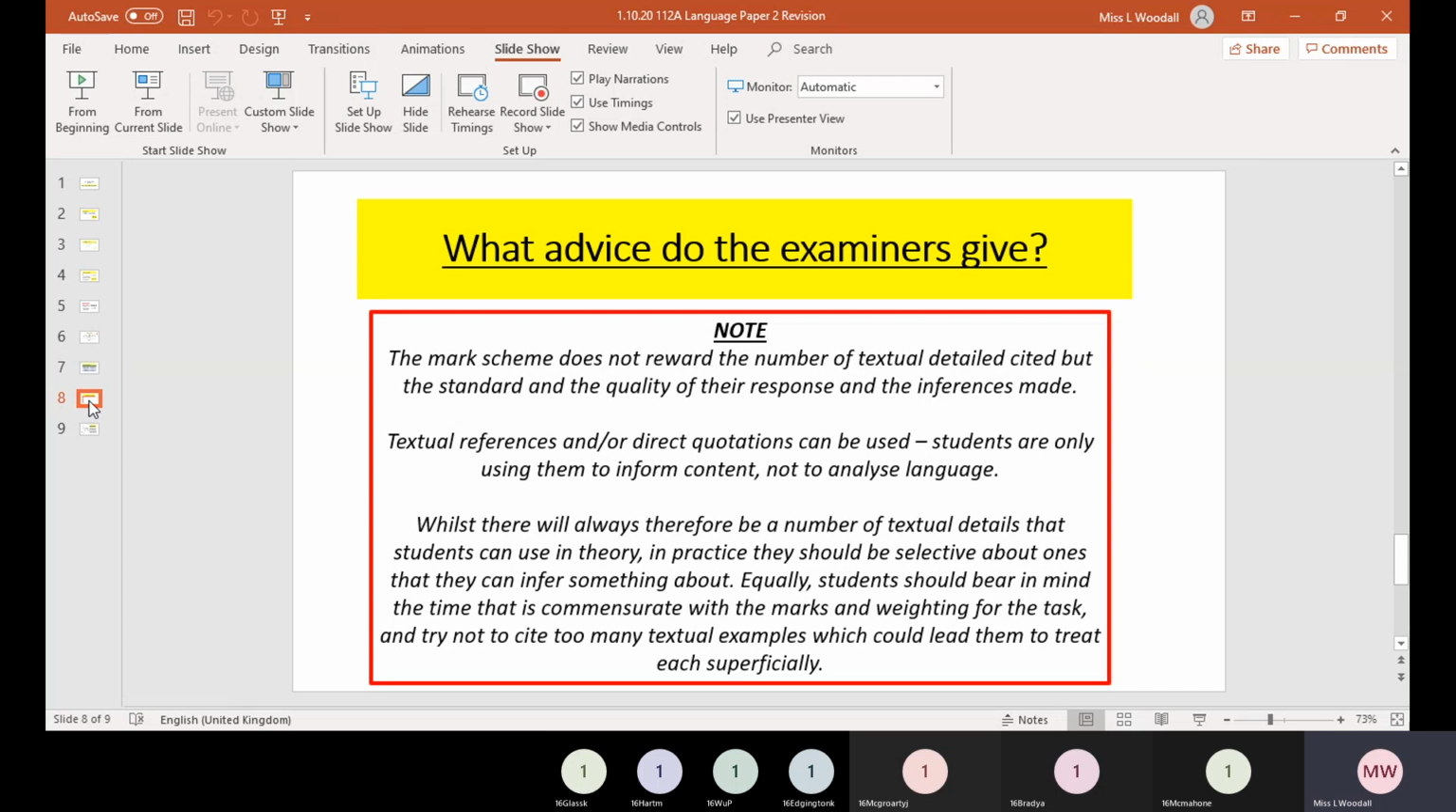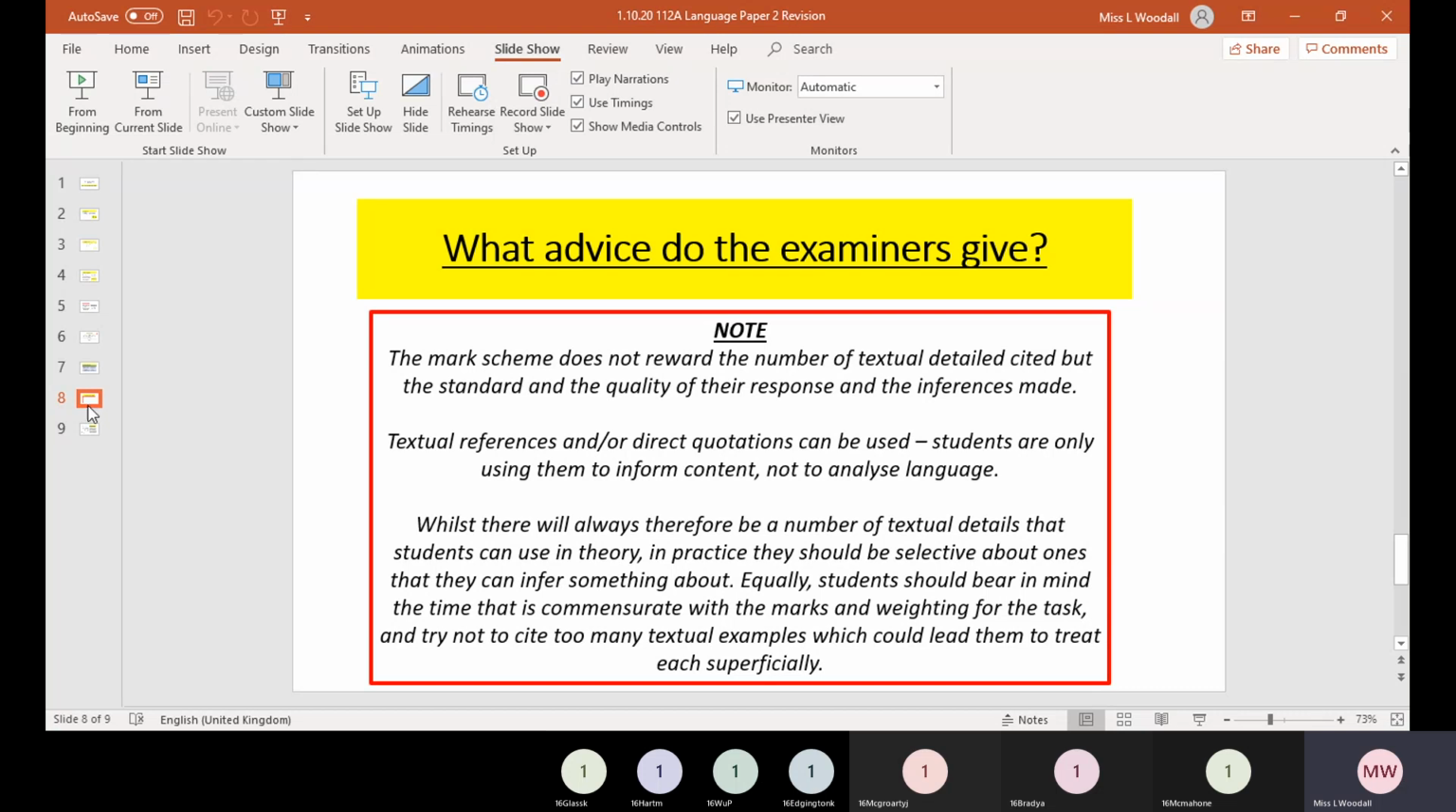And then finally, it's saying try not to cite too many textual references. So don't use too many quotations. This is why I say stick to keywords or phrases, because when it says it would lead you to treat them superficially, what that means is you'll just say something very briefly on the surface, but you won't really get into the meaty inference just because you've got too many quotations to deal with. So you're always better going for those smaller, more detailed quotations that give you more to say, rather than having big, long quotations that you can't really deal with appropriately.